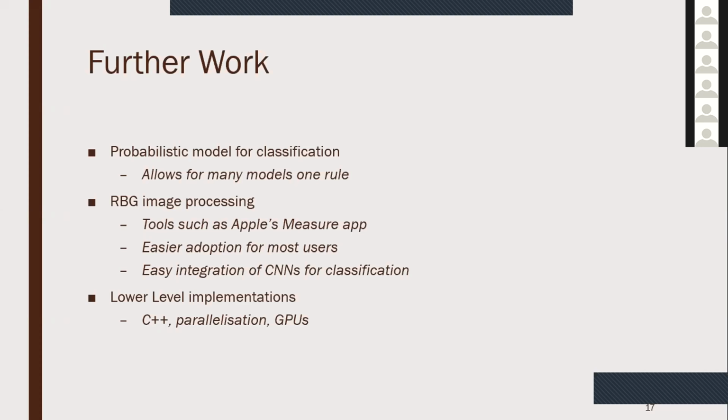That's using techniques such as Apple's Measure app, which can find objects in the 3D space and deal with that. And in fact, RGB images are much easier to do convolutional neural network classification and things like that. And then finally, a lot of the work that I've been doing is offline. I've been doing it largely in Python and similarly related high-level languages. I'd like to look at lower-level implementations, which would give you much more benefit of speed and allow you to do these processes much more online.